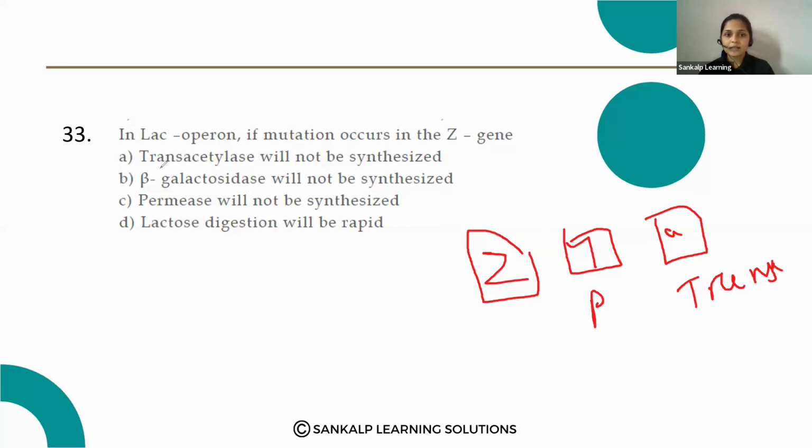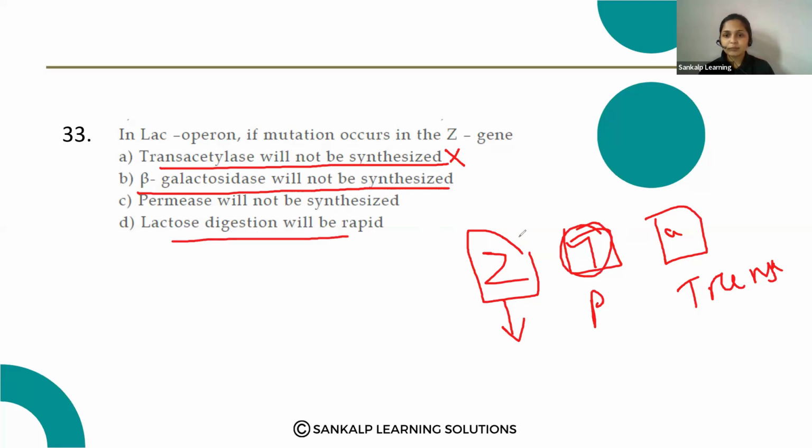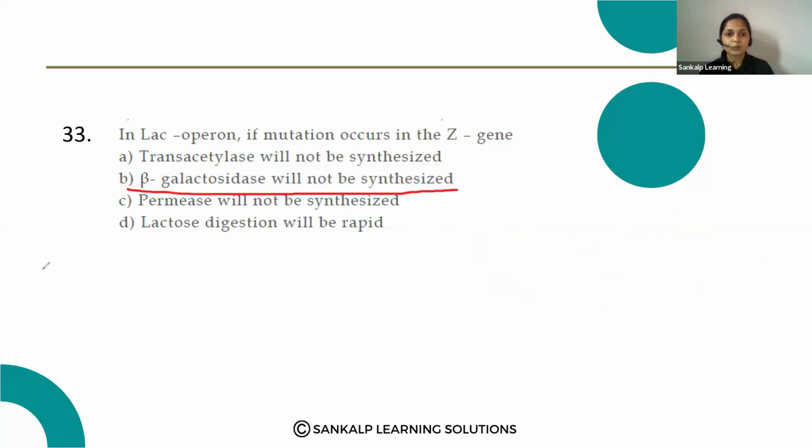So here trans acetylase will not be synthesized, so that is not a correct answer. Beta galactosidase will not be synthesized. The Z gene is responsible for the synthesis of beta galactosidase. Permease will be synthesized by the Y, and lactose digestion will not be rapid. So that is also a wrong one. The correct answer is beta galactosidase will not be synthesized.